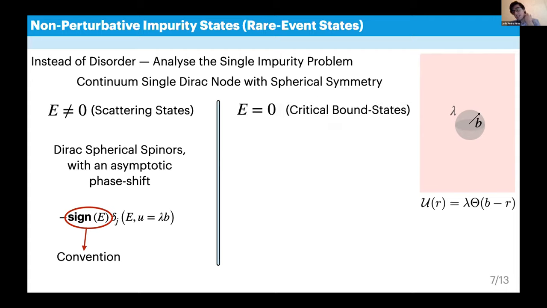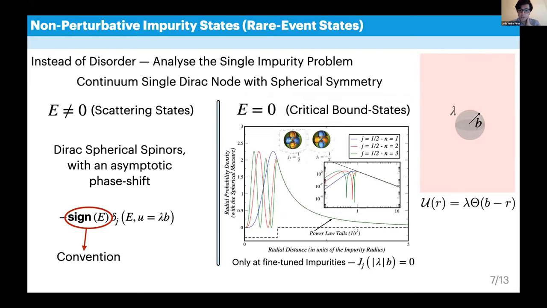But at zero energy, usually they don't find any states. And in the clean limit, you don't find any state. So the equations don't have solutions. But if you put the impurity, you can see that in certain special cases, you can have solutions, and solutions like this.